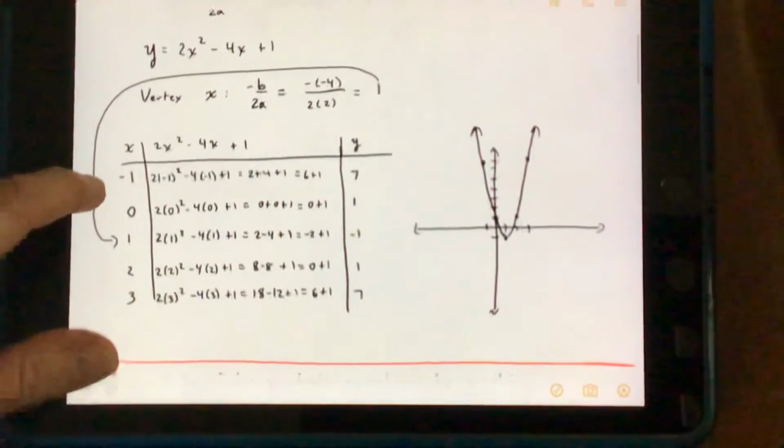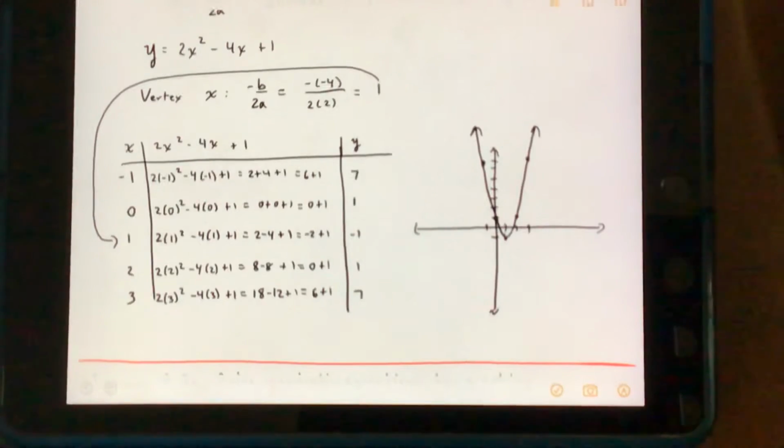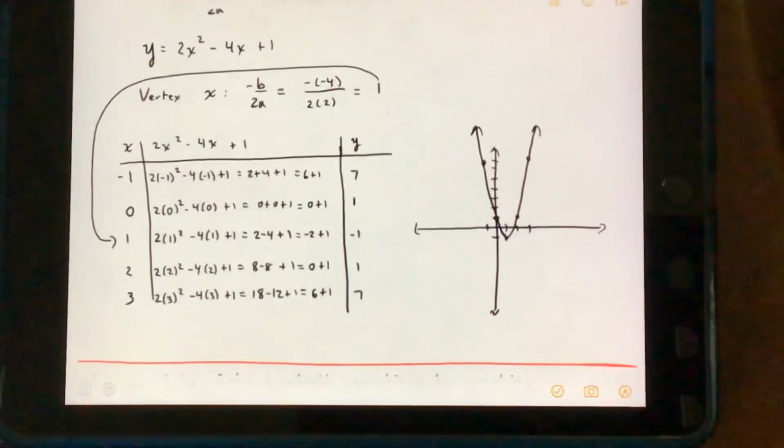To find our vertex, we're going to find the values for a and b. A, of course, will be 2. That will be the coefficient on the x squared term. Our b is negative 4. That's the coefficient on the x term. The c value, which we will not use, is a positive 1. We'll use the c value in a later lesson.